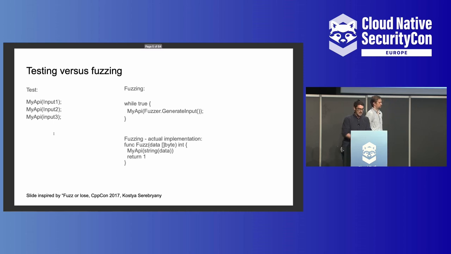But how this will look in actual code is right there. Here we have the simplest case of a fuzz driver in the Go language, where you just have a function called fuzz, and this will be called by the fuzzing engine, which is underlying in your program, with the fuzzer input. And then you just call my API. This is the exact way that you would write a fuzzer for my API in Golang.